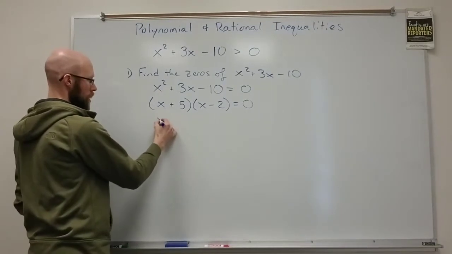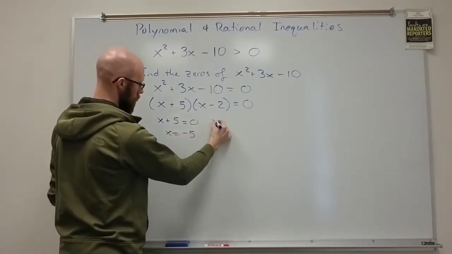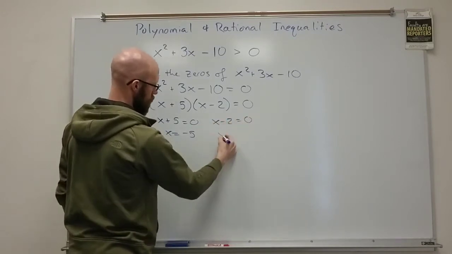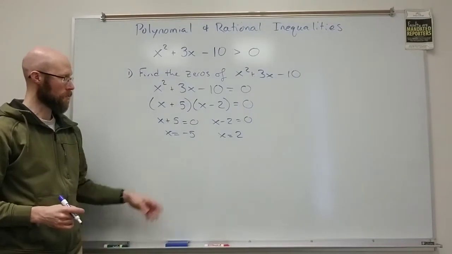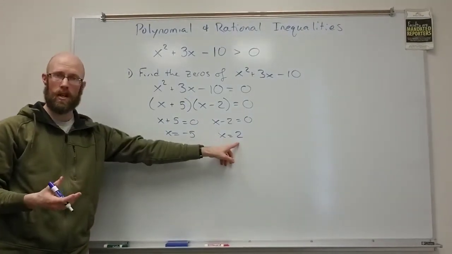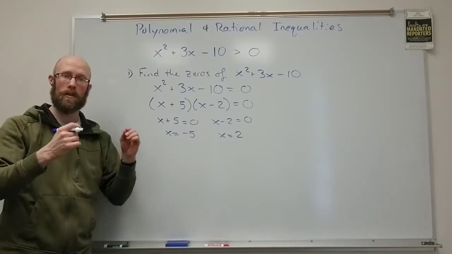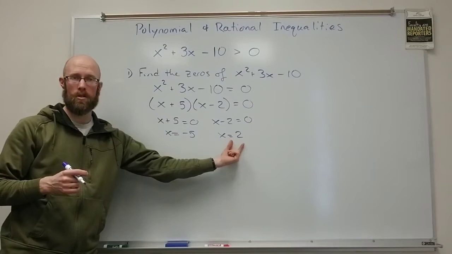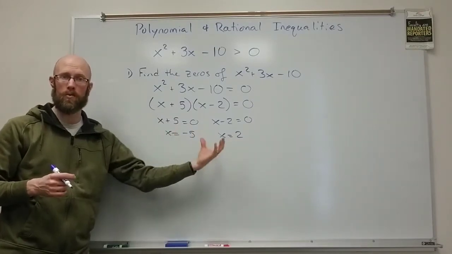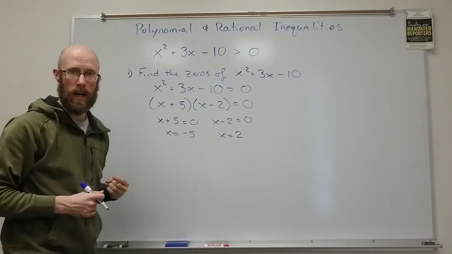And then, of course, you set those factors equal to 0 to find the zeros. And you will find that 2 and negative 5 are the zeros. So those are the x-intercepts, the only places where the graph can switch from positive to negative or negative to positive. But remember, the graph may not switch. There are times where the graph won't switch, particularly where they have an even multiplicity and just touch the axis.